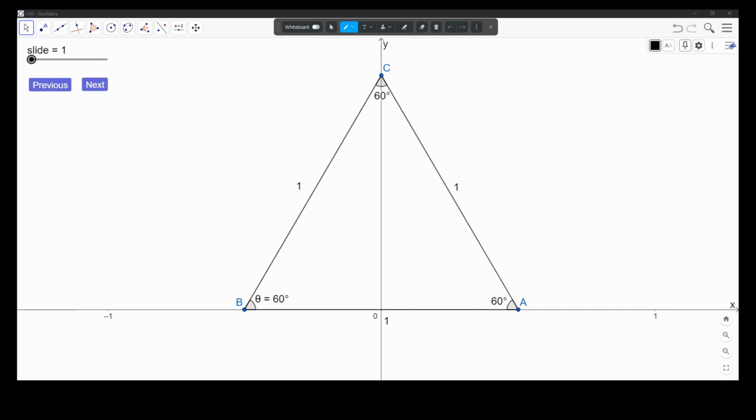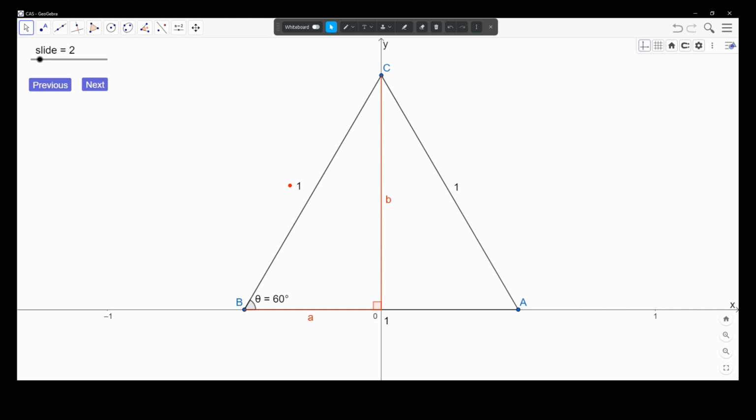We would start with an equilateral triangle. An equilateral triangle is one where the side lengths are all equal to one another. And as a consequence, the angles are all equal to one another. And if they're equal to one another and they have to add to 180 degrees, then they're necessarily 60 degrees. So all equilateral triangles have three angles of 60 degrees. And in this particular situation, it's convenient for me to set the length of the sides to 1.